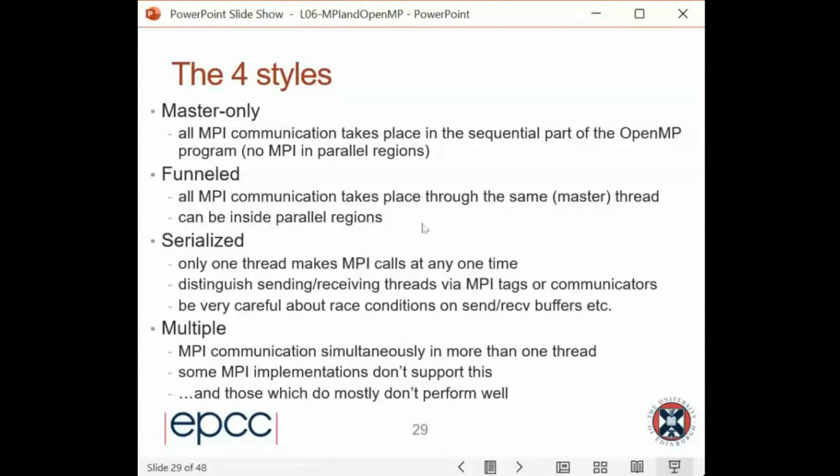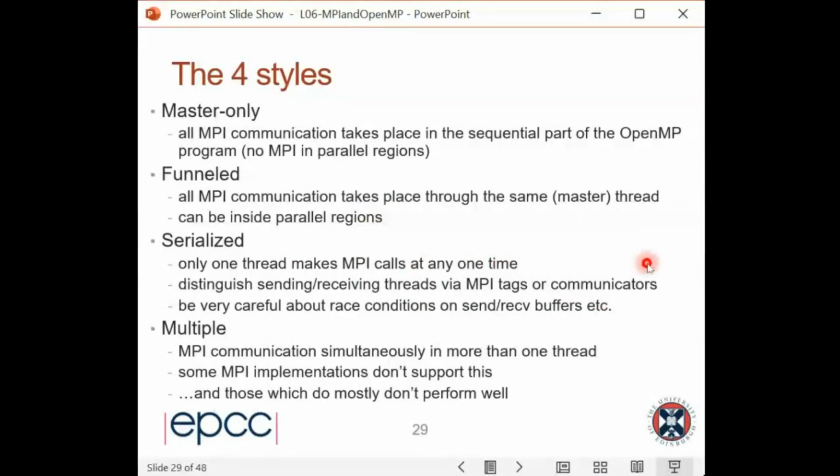I've got it there. So there are 4 styles. As I said, master only, where all MPI communication takes place in the sequential part of the OpenMP program. So as far as MPI is concerned, it's just a normal program. And what you see is that your computation parts go faster. Funneled, I'll have examples of these later on. Funneled is all MPI communication takes place with the same thread, but can be inside parallel regions.